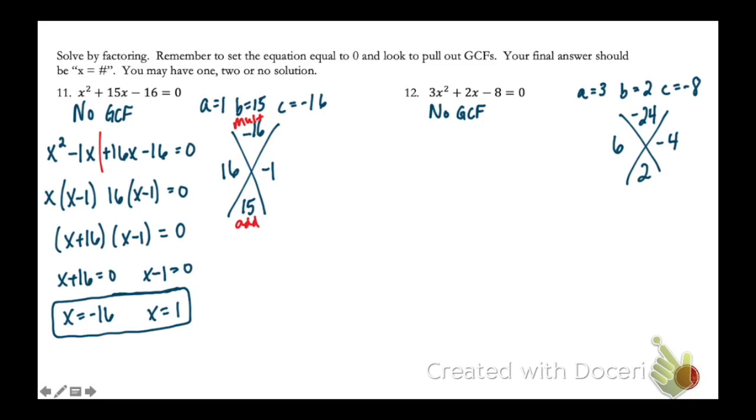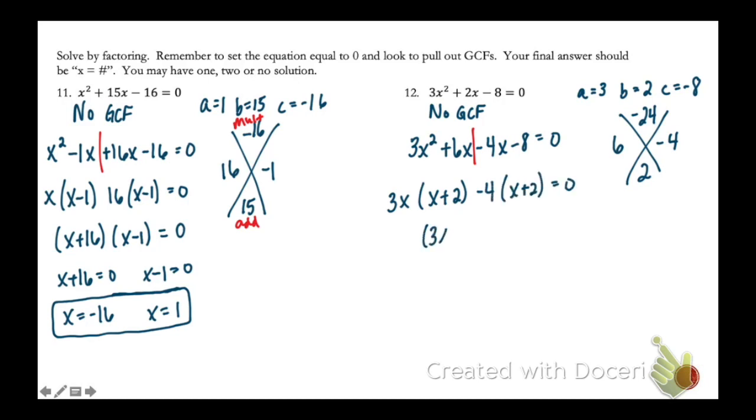So now we're going to replace the middle term. I'm going to pair the 6 up with my 3x squared, and the negative 4 I'm going to pair up with the negative 8 because they have good common factors. Draw a line down the middle and factor by grouping. My factored form is 3x minus 4 times x plus 2, and I'm going to set both those equal to 0 and solve.